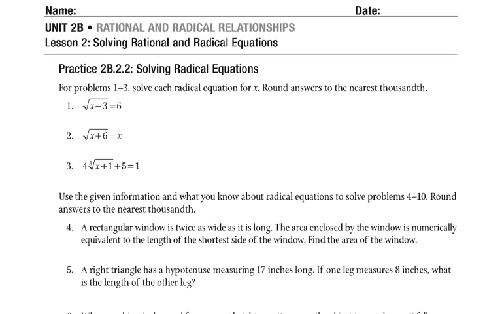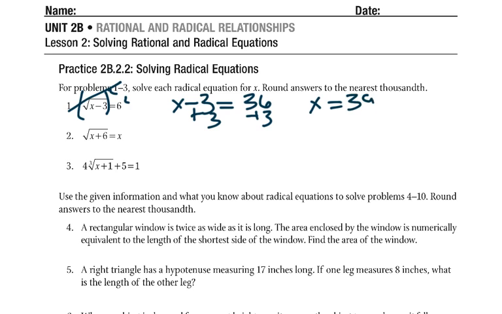So, the first step we want to do is square both sides. We square both sides because squaring a square root undoes it. So we get x minus 3 on the left side equals 6 squared, which is 36. So add 3 to both sides, and you get x equals 39.